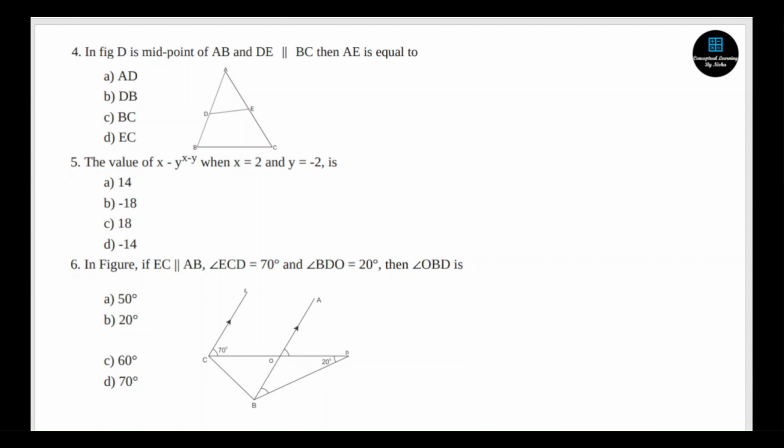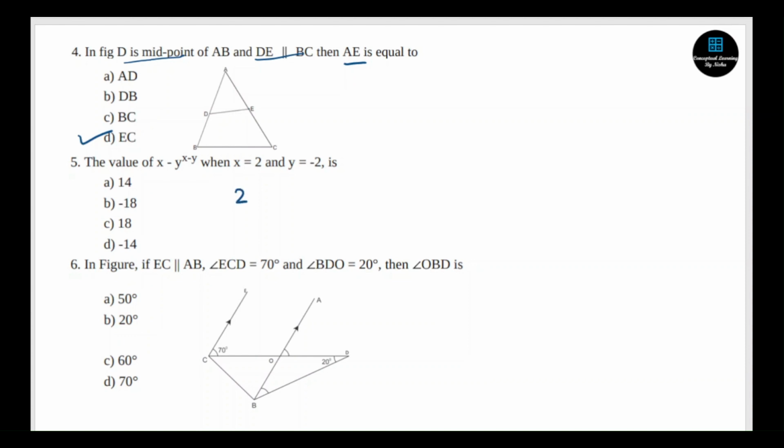Alright. Okay. Now D is the midpoint. DE is parallel to BC. So midpoint theorem, right? So E is also the midpoint of AC. So AE is equal to what can I say? EC. Very easy question. Alright. We applied the midpoint theorem also. Okay, now the next question.